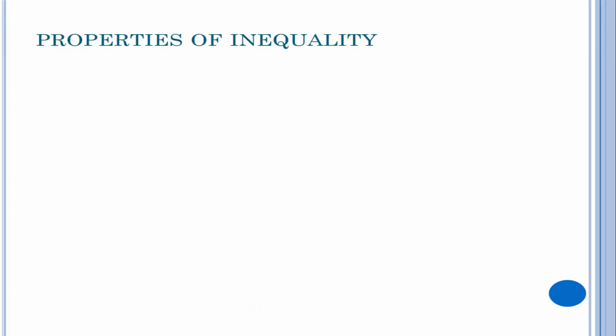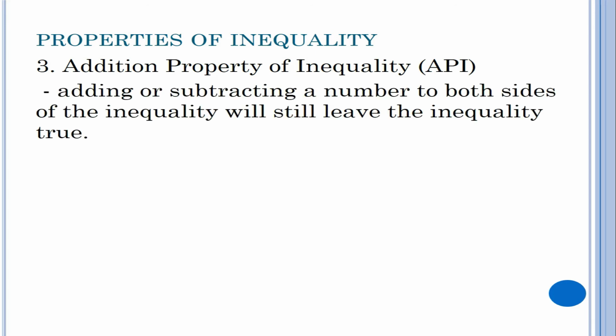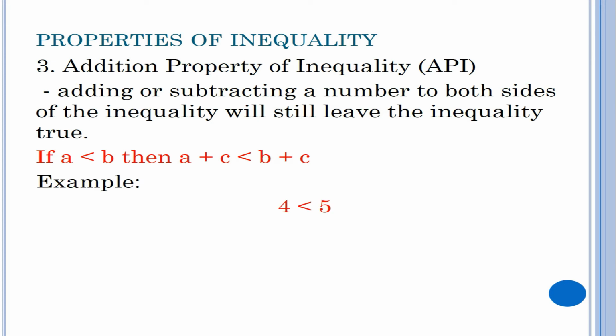So the third property of inequality is the addition property of inequality or the API. Adding or subtracting a number to both sides of the inequality will still leave the inequality true. So if A is less than B, then A plus C is less than B plus C. For example, we have 4 is less than 5, 4 plus 1 is less than 5 plus 1, and then 5 is less than 6. So adding 1 to both sides of the inequality will still leave the inequality true.